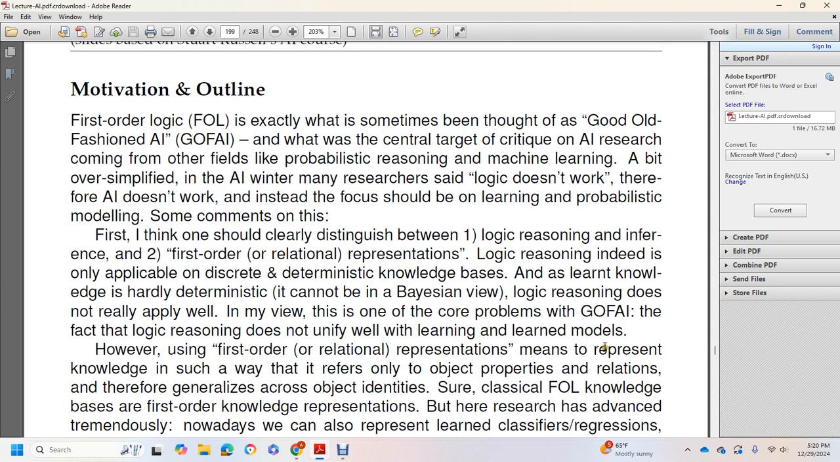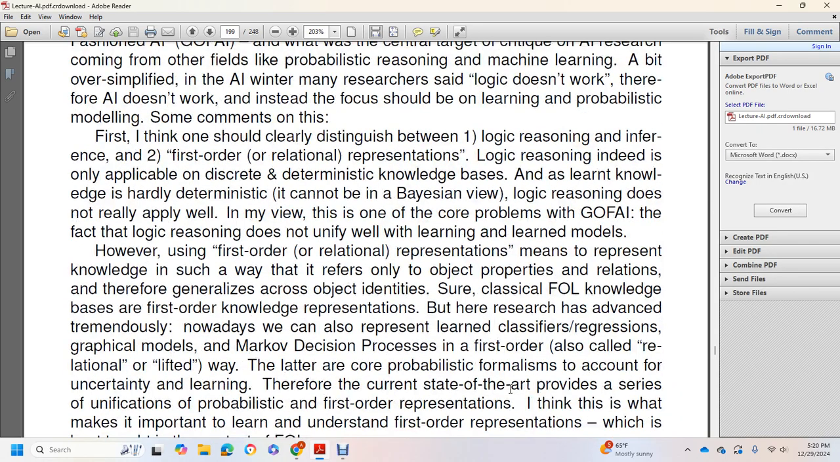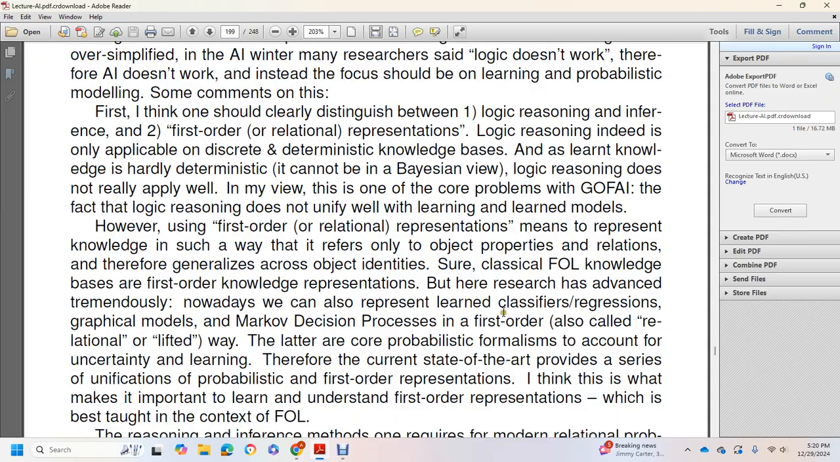However, first order representation means representing knowledge with structure that refers only to objects, properties and relations, and therefore generalizes across object identities, as in first order logic knowledge bases. Research should advance with the tremendous modern tools of represented, learned, classification, regression, graphical models, Markov decision problems, the first order call of relational and lifted methods, where the state of the art provides a series of unifying probabilistic first order representations.